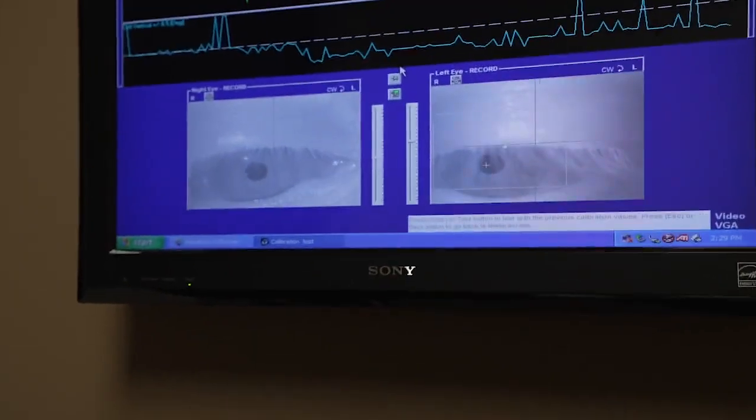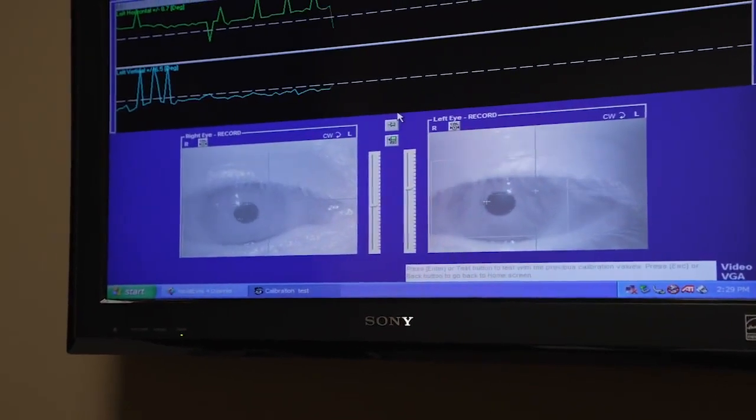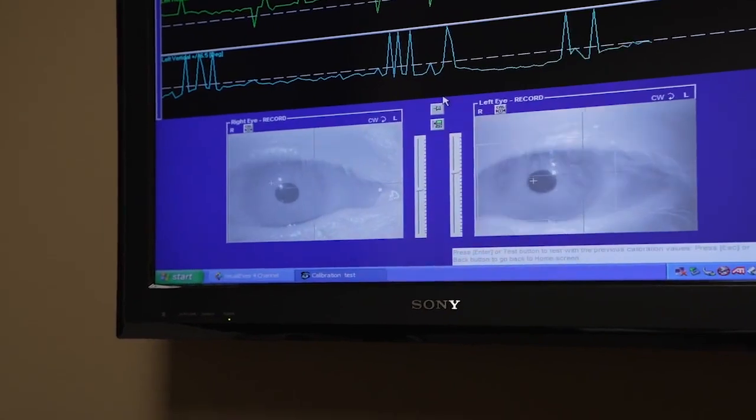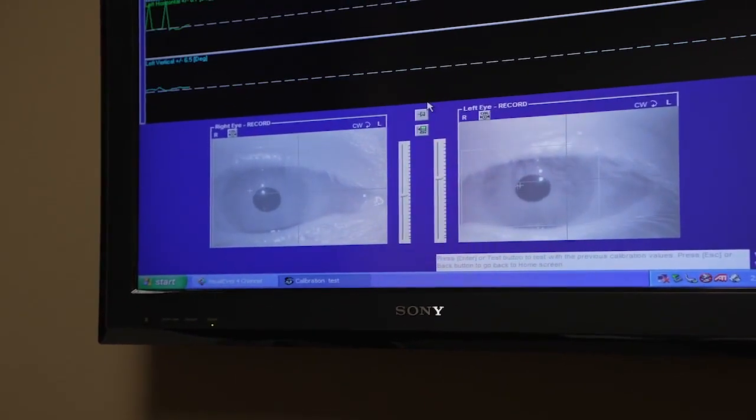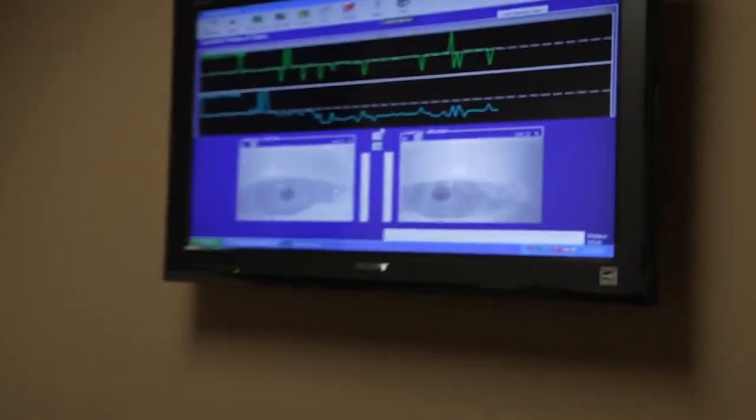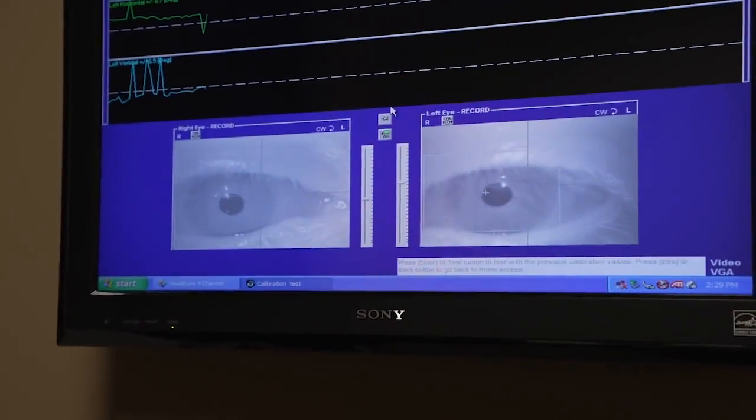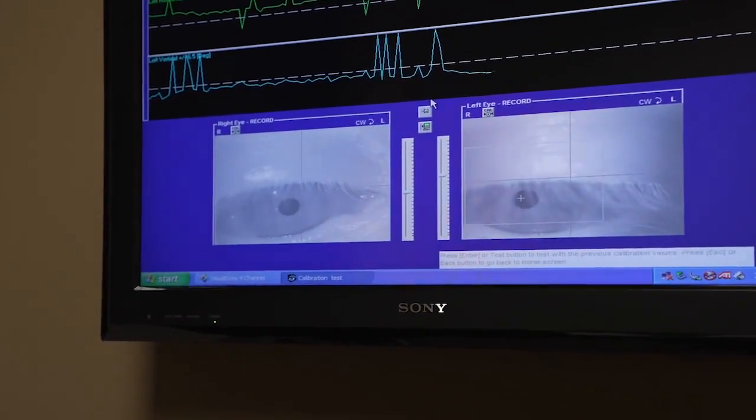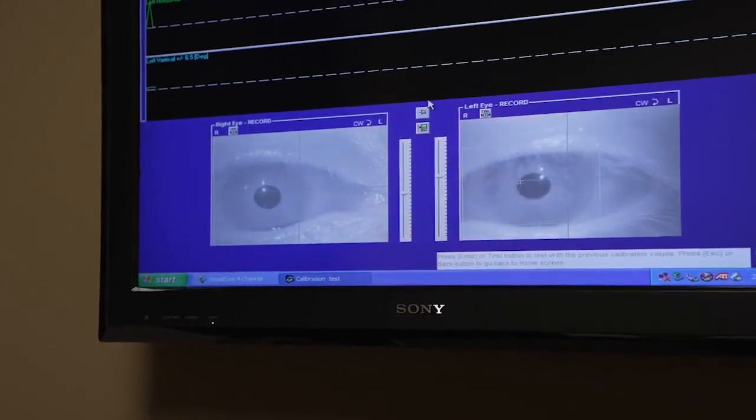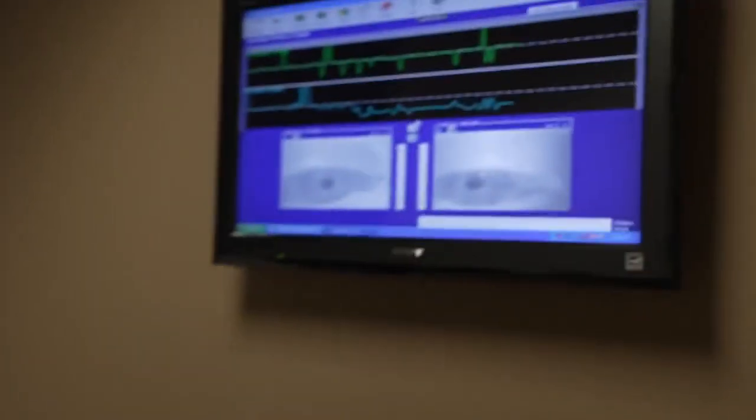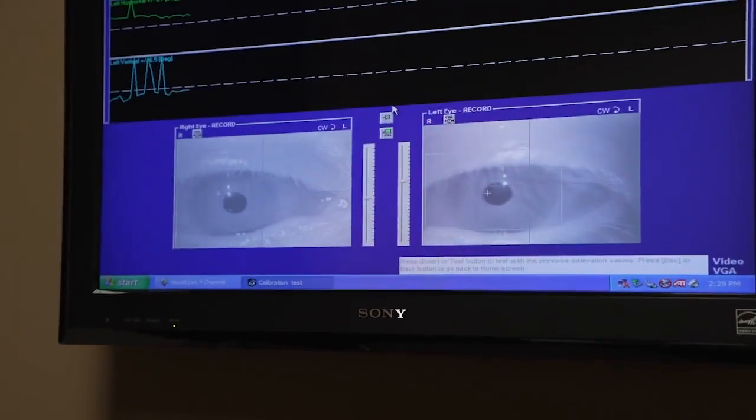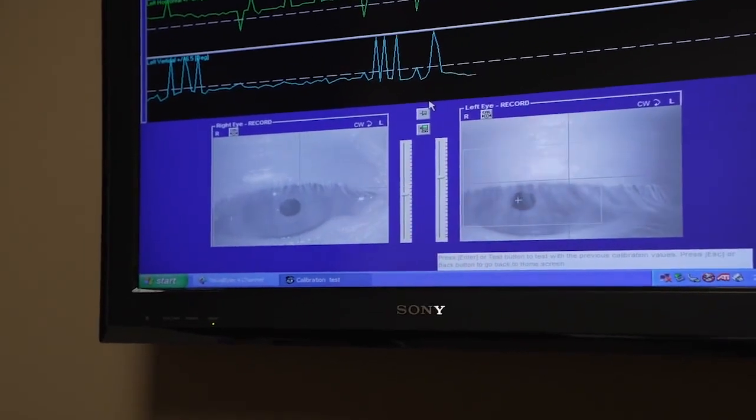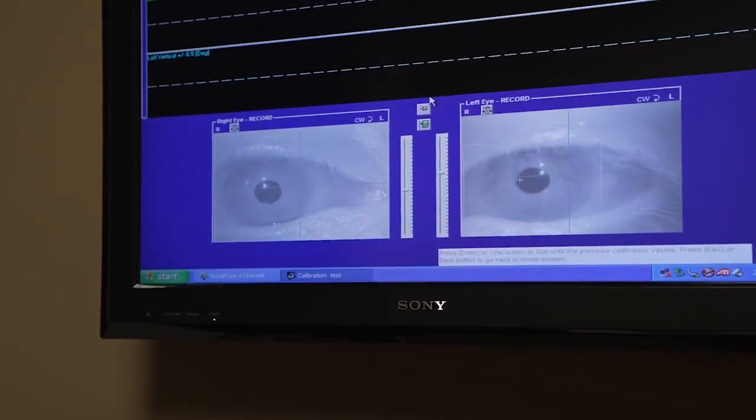Perfect. Do that one more time. And we see convergence and accommodation. Perfect. So while the patient is wearing these VNG goggles, we can really take a good look at her pupils, and we're having her stare at her thumb as she brings her thumb towards her nose, and that visual convergence and accommodation, that pupil response that constricts is taking place. We have normal visual convergence and accommodation.